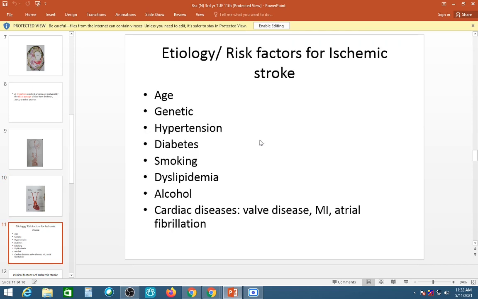So what are the etiology and risk factors? Very important is hypertension, high blood pressure of long duration, diabetes, smoking, lipid disorders like dyslipidemia, where there is high cholesterol, high triglycerides, high LDL cholesterol, alcohol, and cardiac diseases like cardiac valve disease, myocardial infarction, and atrial fibrillation, or irregular beating of the heart, which can cause a clot to dislodge from the heart and go to the brain by embolism. Age is also a risk factor because as the person ages, the arteries become very thick and the lumen also becomes small. On top of that, if there is collection of lipids, then the stroke can take place. And there are some genetic causes, when the arteries are damaged from birth because of a genetic disorder.